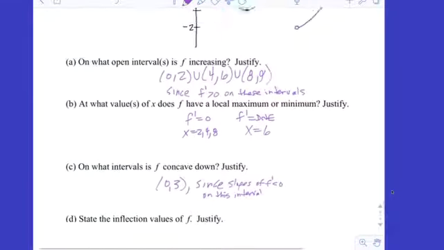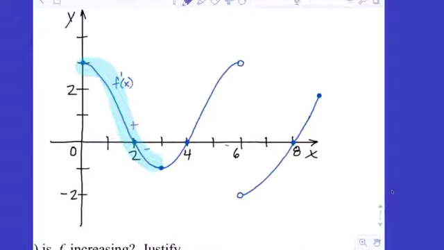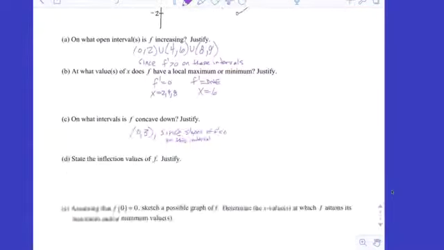State the inflection values. The inflection values are going to be where the slopes of this graph change, right? So definitely at 3. The slope's changed from negative to positive. What about at 6? The slope to the left is positive. The slope to the right is positive. So we only have one inflection value, and it's at 3.